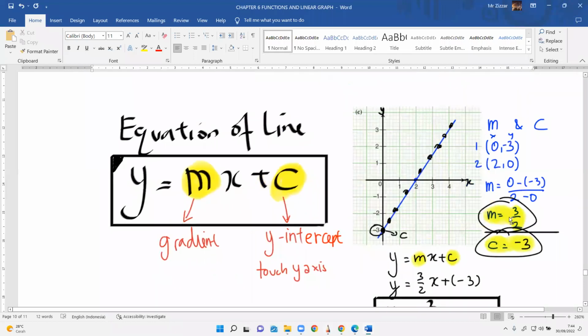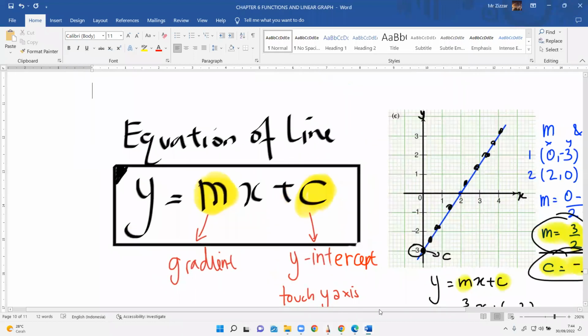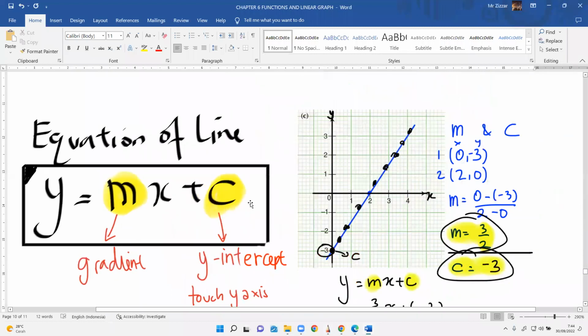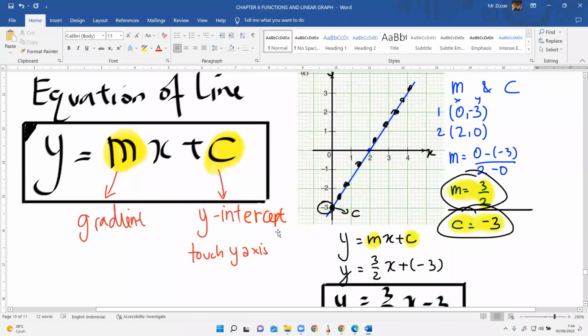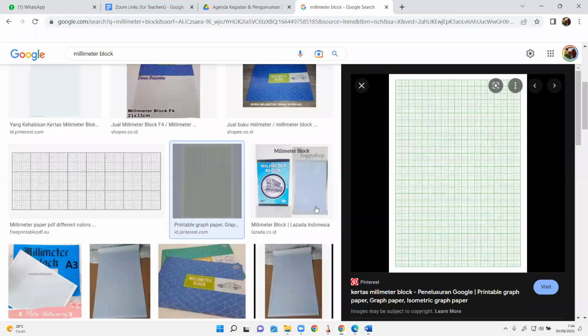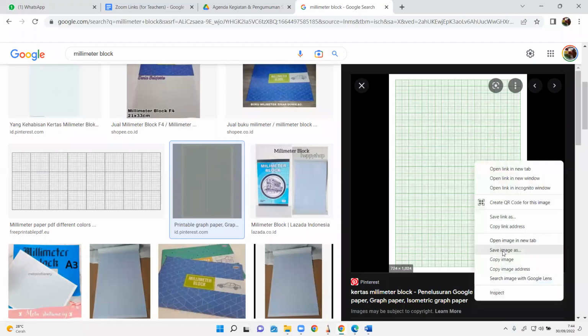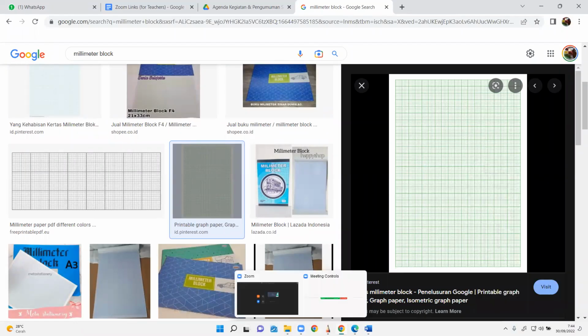Okay, look at this. The equation of the line is y equals mx plus c, and the y-intercept is where the line touches the y-axis. Here, c is negative 3. Done. Kita coba bikin ya. I'll give you the question.